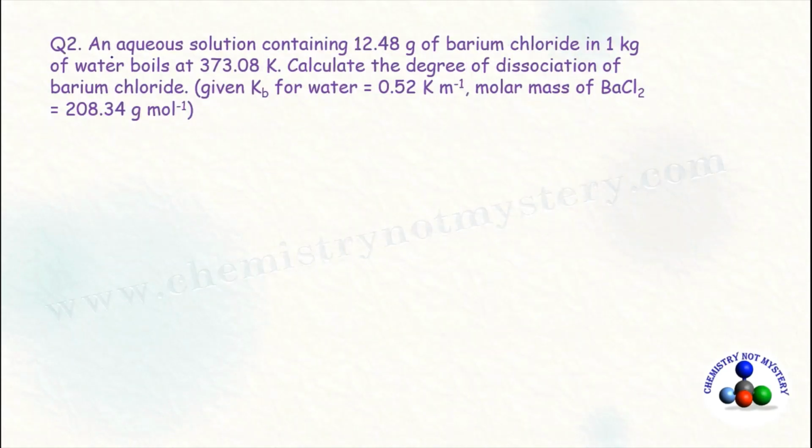Now come to the next question. An aqueous solution containing 12.48 grams of barium chloride in 1 kg of water boils at 373.08 Kelvin. Calculate the degree of dissociation of barium chloride. Given Kb for water is equal to 0.52 Kelvin per molal, molar mass of BaCl2 is equal to 208.34 gram per mole.